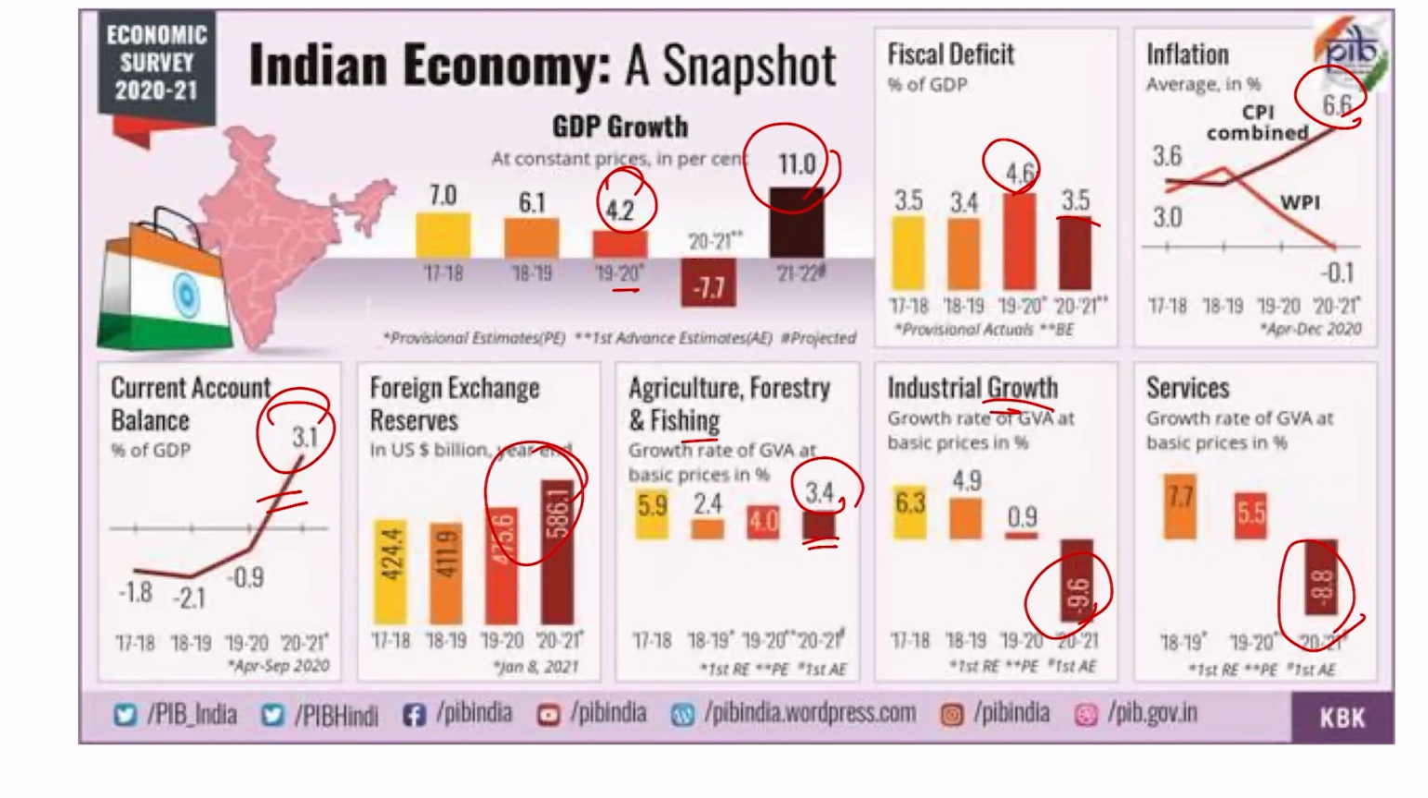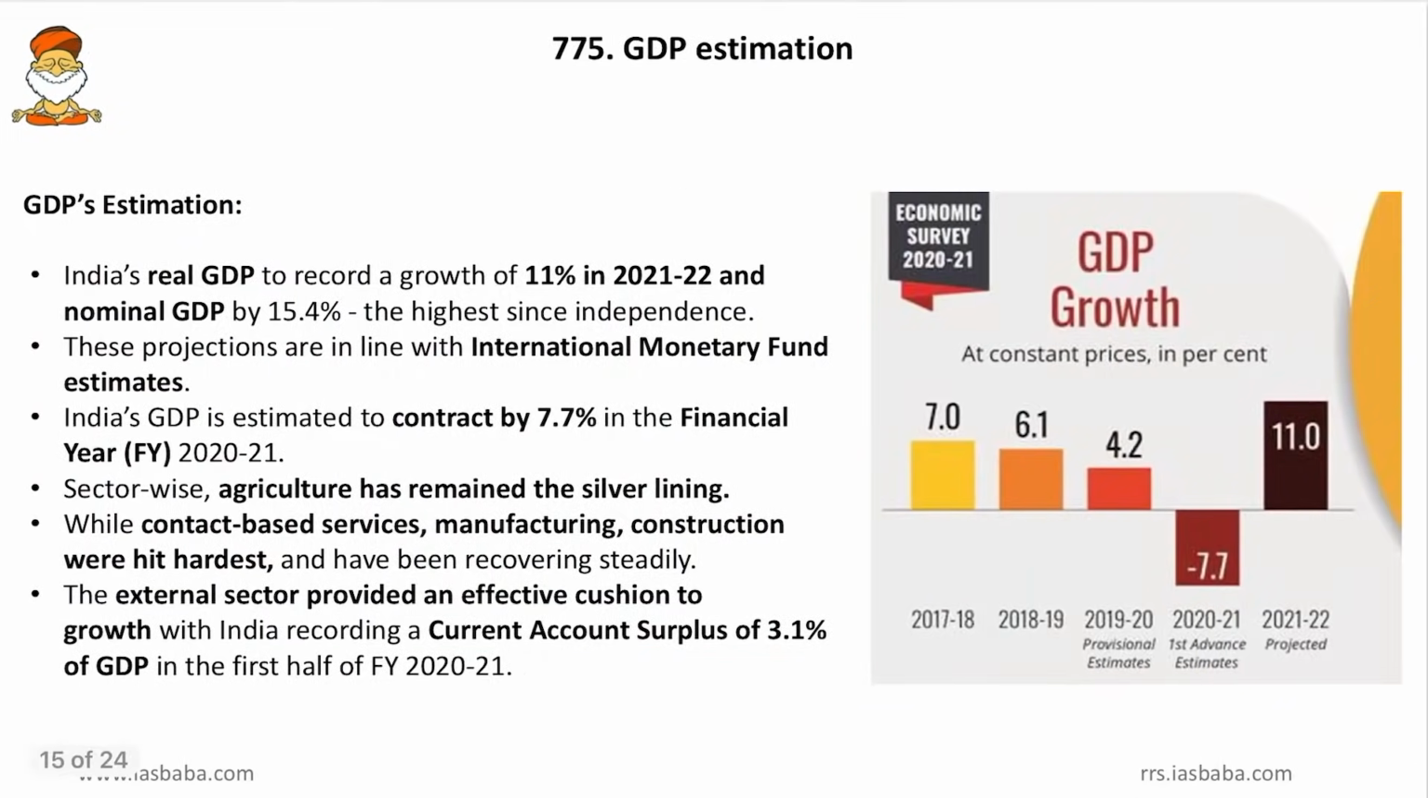So taking all these trends, we go further deeper. First one, the GDP estimate. Friends, the economic survey says that India's real GDP is going to record a growth of 11% in 2021-22 and the nominal GDP by 15.4%, that is the highest since independence. So this 11% and this 15.4%, which is highest since independence, is worth remembering. Then these projections are in line with the International Monetary Fund estimates. So even the IMF is also predicting the same growth rate for India.